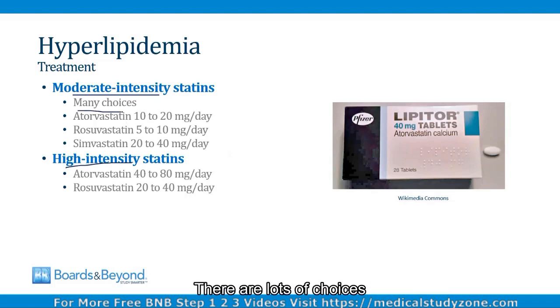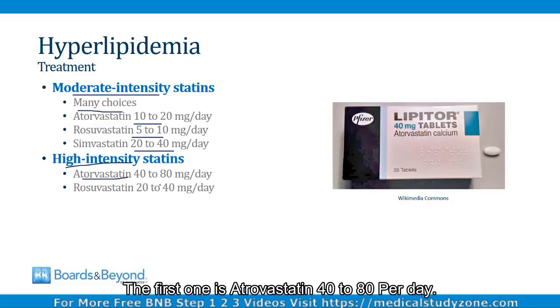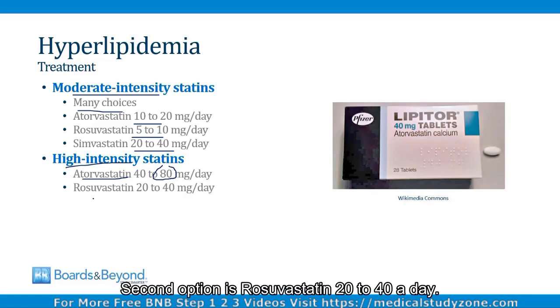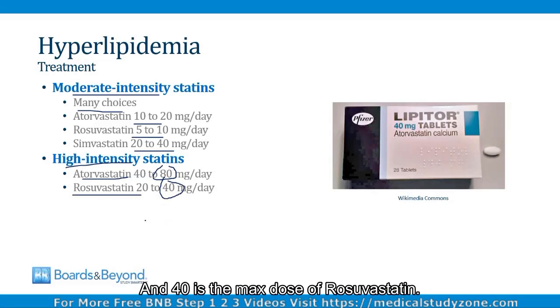There are lots of choices for moderate intensity statin therapy. These include atorvastatin 10 to 20 a day, rosuvastatin 5 to 10 a day, or simvastatin 20 to 40 a day, but there are other options. For high intensity statins, there are only two choices. The first one is atorvastatin 40 to 80 per day, and 80 is the max dose of atorvastatin. Second option is rosuvastatin, 20 to 40 a day, and 40 is the max dose of rosuvastatin.